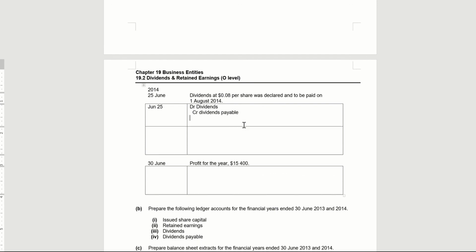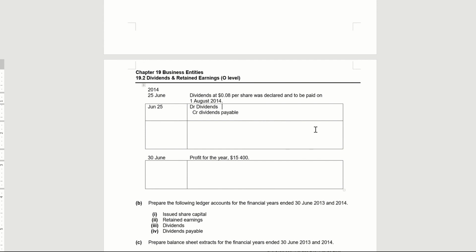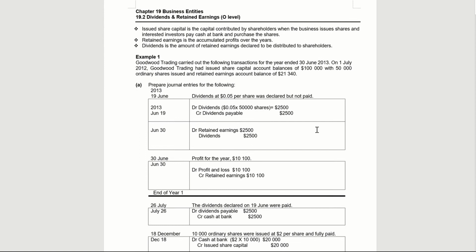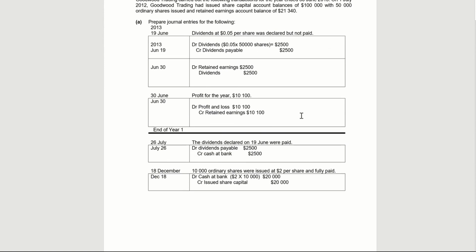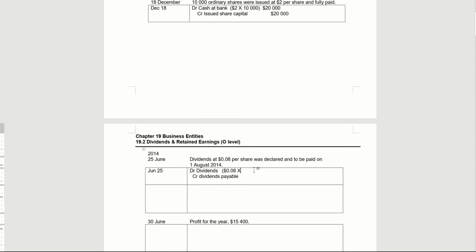How do we do our calculation for this? Your dividends in this case is going to be declared at 8 cents, 0.08. How many shares do we need to reward? If you track back, at the beginning of year one we have 50,000 shares. But something happened on 18 December. There are another 10,000 shares issued. In total, take note there are 60,000 shares. That will give you the dividends of 4,800. And the dividends payable will also be 4,800.